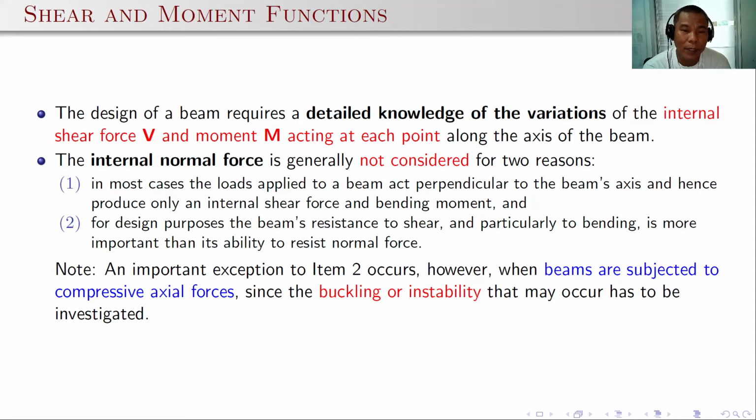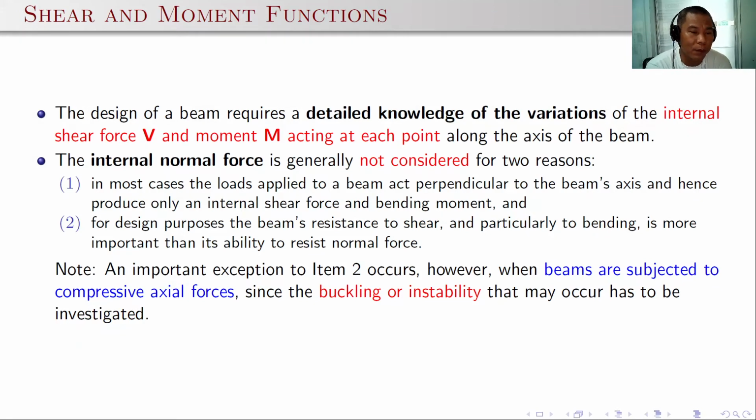The design of a beam requires a detailed knowledge of the variations of the internal shear force and moment acting at each point along the axis of the beam. That would be really difficult if you have to do it one by one, so it's very important that we can find a function for that. The internal normal force is generally not considered, of course, for two reasons. If you notice, we only consider shear and bending moment. Here are the reasons why we did not include the normal force. The first reason is that in most cases, the loads applied to the beam act perpendicular to the beam's axis and hence produce only an internal shear force and bending moment, no axial force.